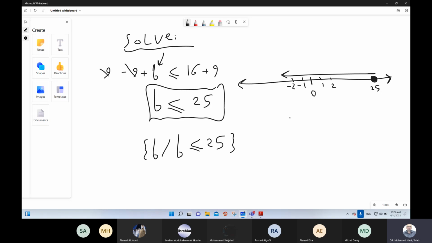Who has any question about this idea? No question.